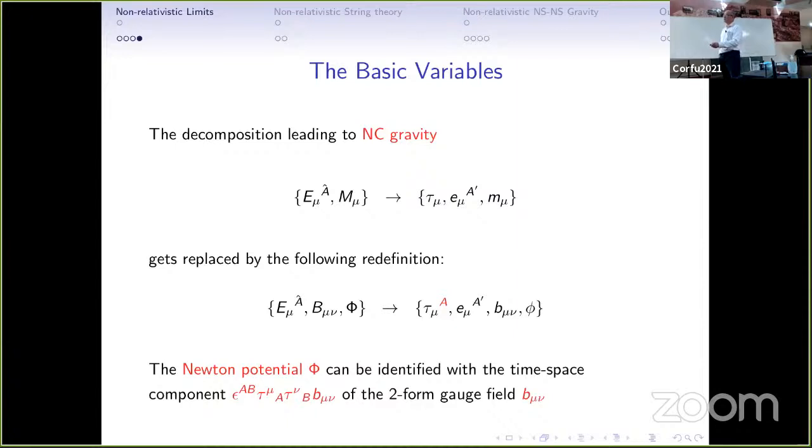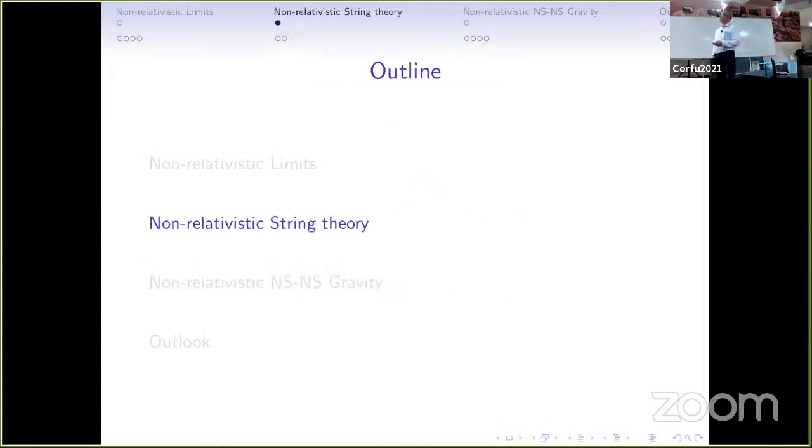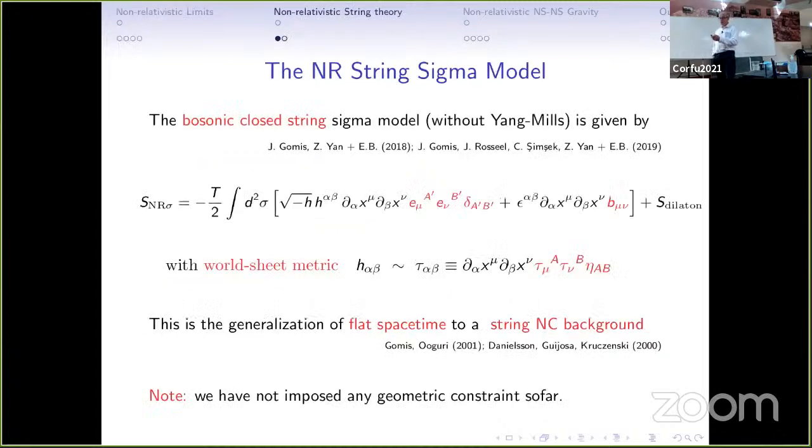And these are the fields of string gravity. And that's how it goes, and then you take the limit. As I said, the Newton potential is now hidden in the space-time component along the string in its two form. So you go from codimension one to codimension two, vector becomes two form, and then you get what we call string gravity. Then you are ready to take the limit of the relativistic string theory, and you can do it in a curved background.